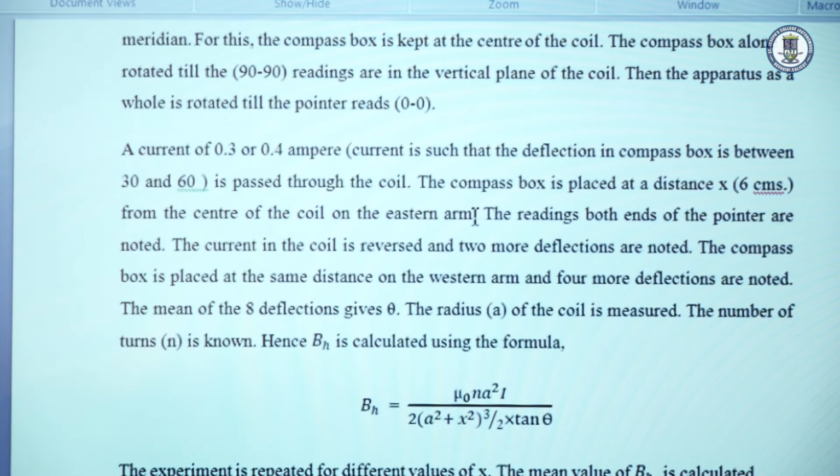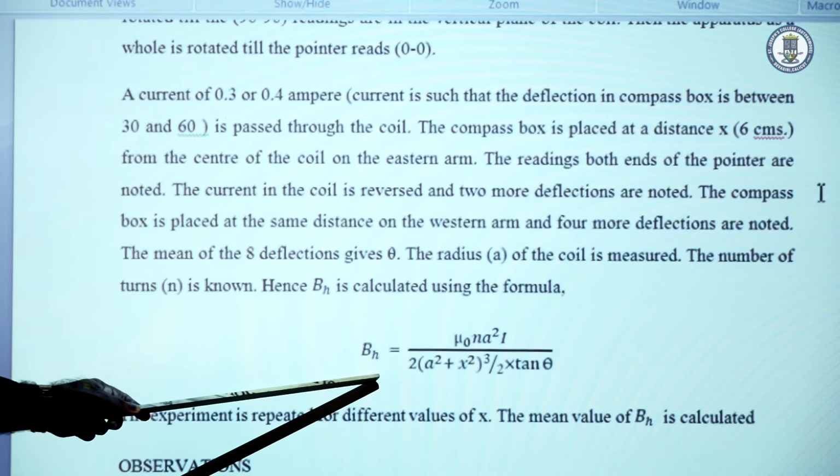So as we mentioned, we are sending a particular current, say 0.2 or 0.3 ampere, and the distance is kept fixed at a certain distance, 6 centimeter. Then we are obtaining the deflections. So for a particular value of distance and for a particular value of current, we obtain 8 deflections. We calculate the mean theta and tan theta, and from that we can calculate the value of BH.